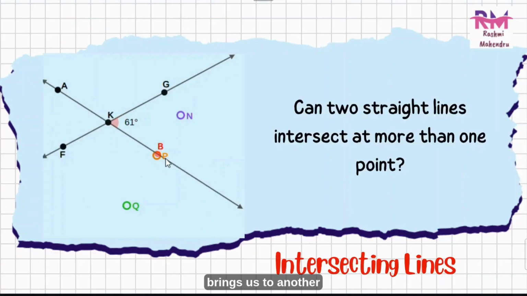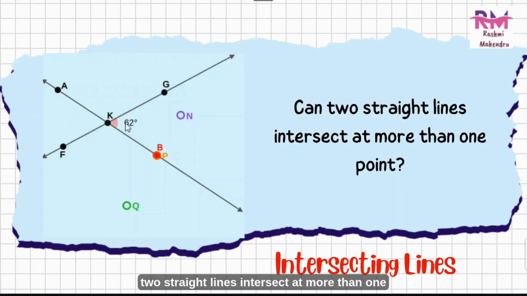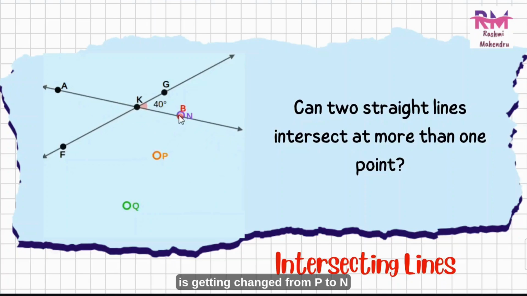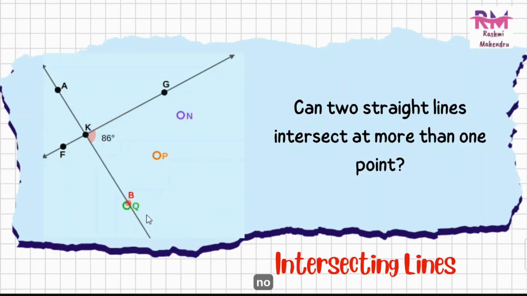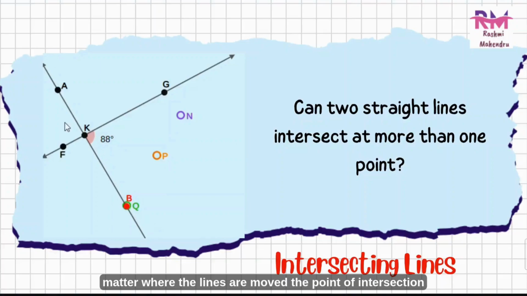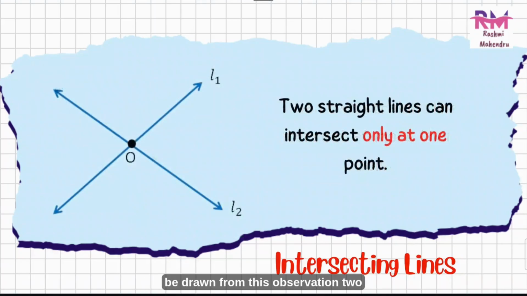This brings us to another question. Can two straight lines intersect at more than one point? Observe how the position of this line is getting changed from P to N to Q. What is your observation? No matter where the lines are moved, the point of intersection remains the same. So what conclusion can we draw from this observation? Two straight lines can always intersect only and only at one point.